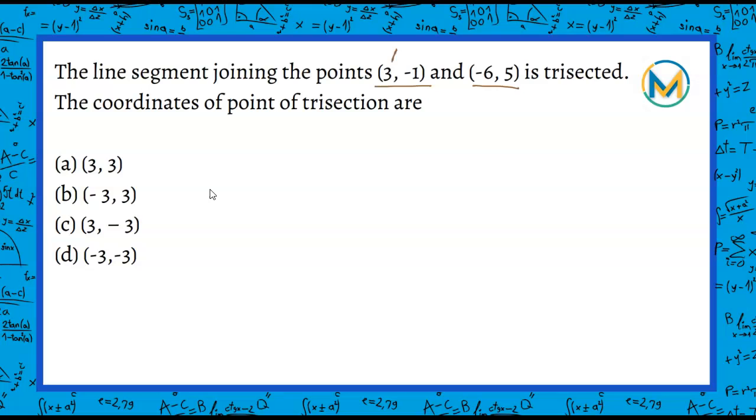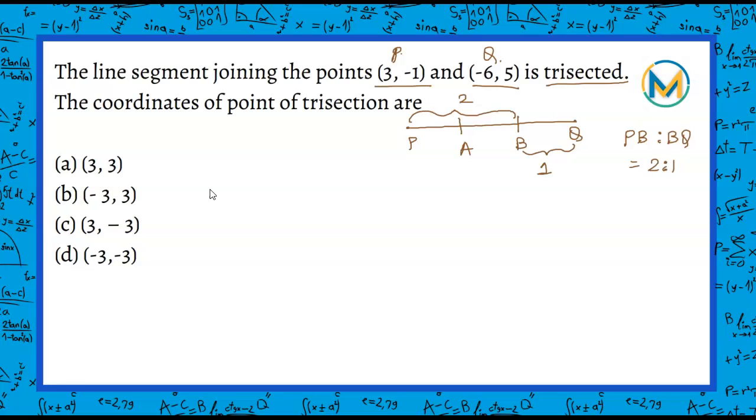So let's consider this as point P and let's consider this as point Q. If we have the line segment like this, P and Q, they're saying it's trisected. That means it's divided into 3 parts. So let this be A and let this be B. This part will be 2 because it's dividing into 2 units. This will be 1. So PB is to BQ will be 2:1. That's your m is to n ratio, 2:1.